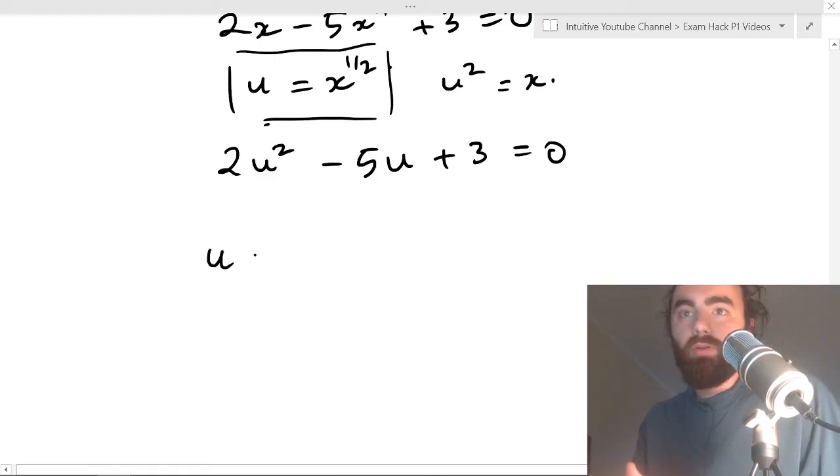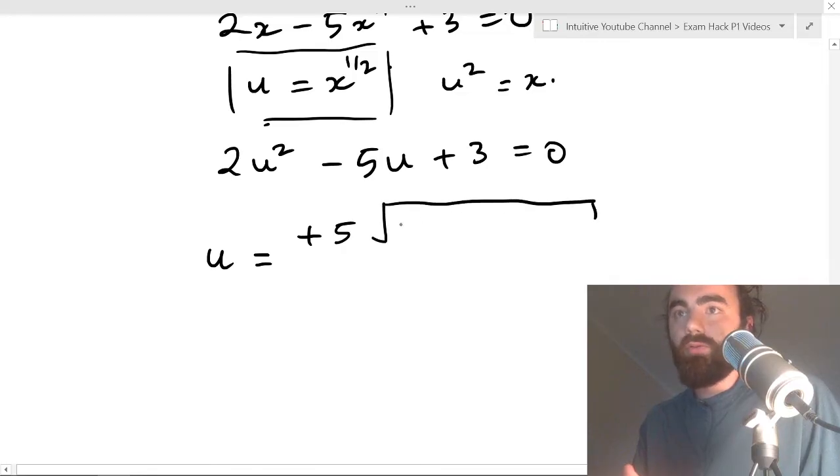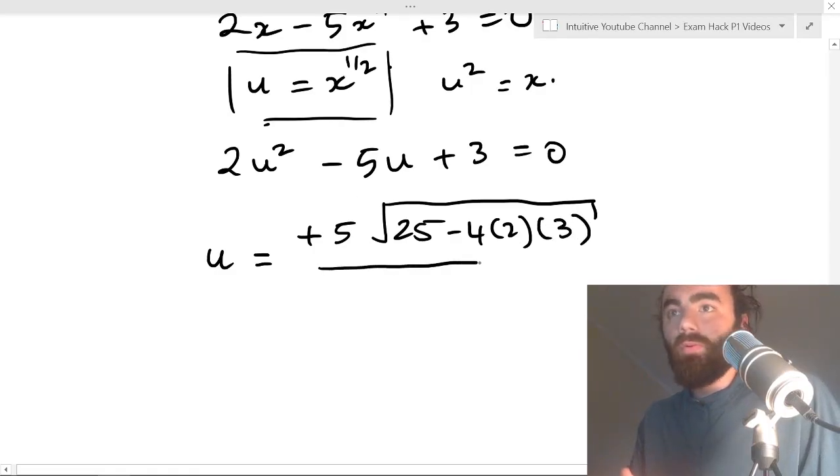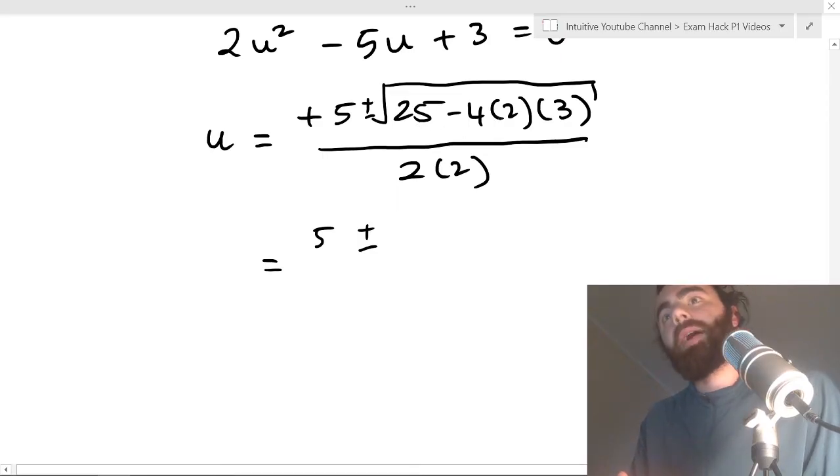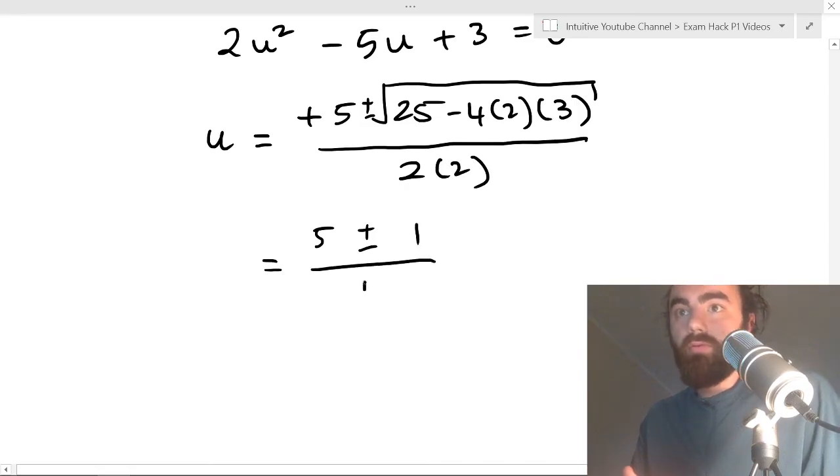So we can do u equals minus b, which is plus 5, using our quadratic formula: 25 minus 4 times 2 times 3, all over 2 times 2. So this equals 5 plus or minus the square root of 25 minus 8 times 3, which is 24. So we get 25 minus 24 is 1. The square root of 1 is 1, over 4.